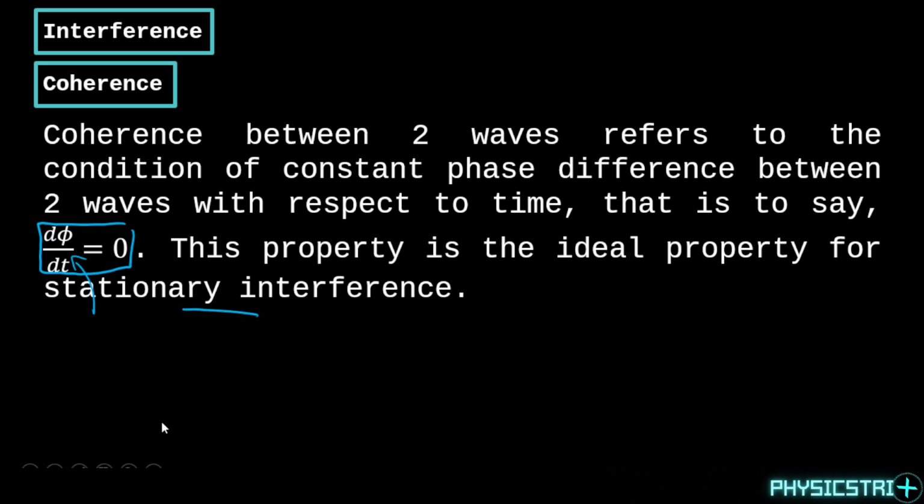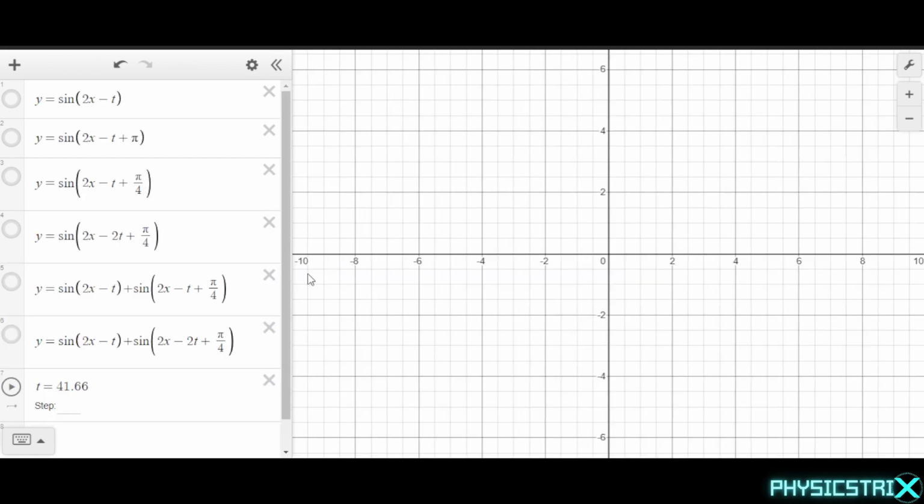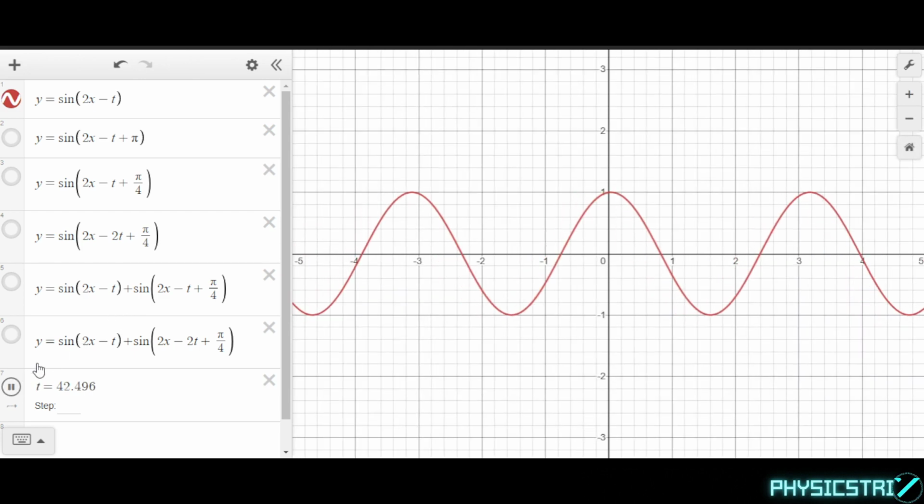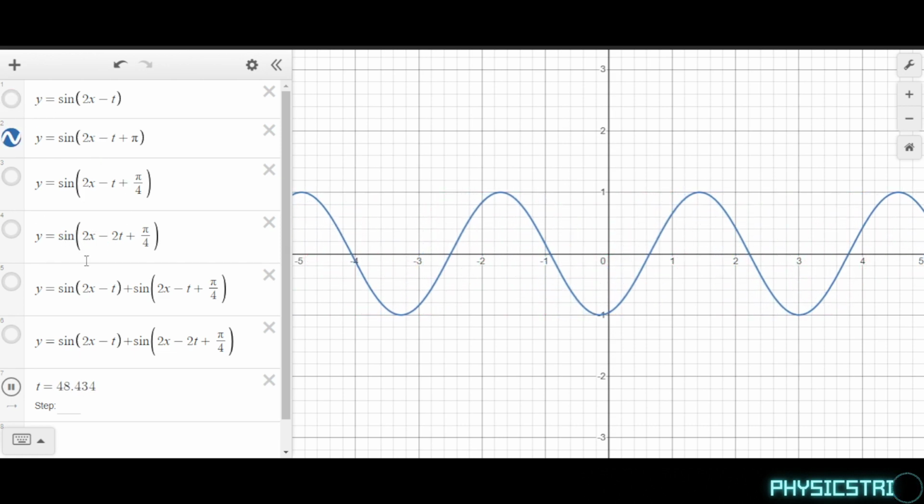Of course, again, we need some graphical representation, or at least some visualization. So let's look into that. Here we have Desmos. It's a graphing calculator. It's very good. I highly recommend it. So what do we mean by constant phase difference? Say we have this wave. This is a wave. It will move to the right. And then we compare it to another wave, this one.